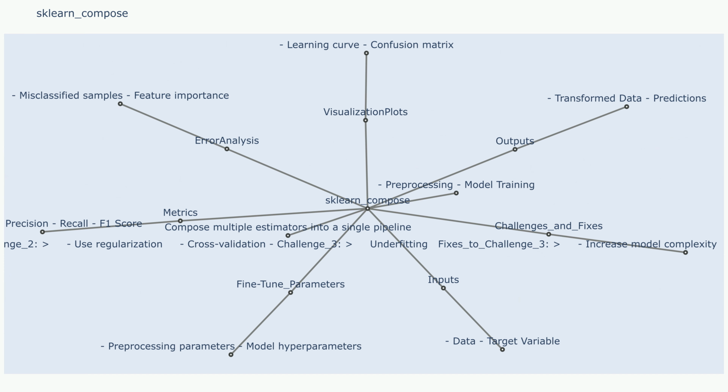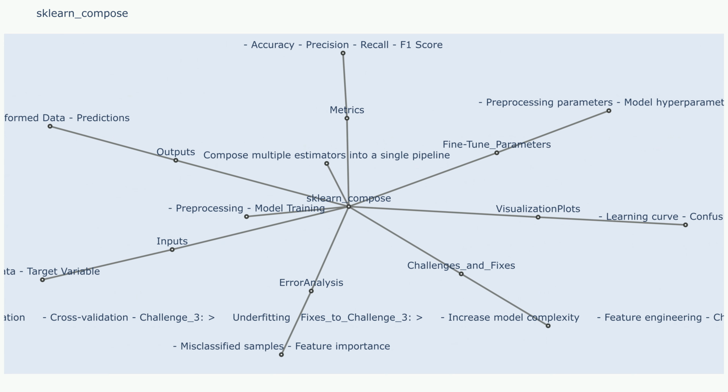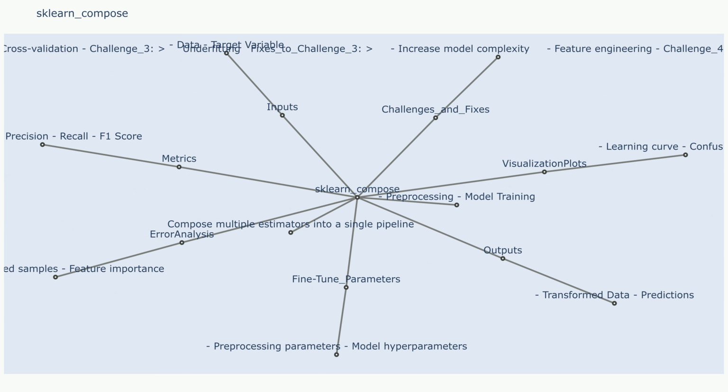Challenge 5: missing values. Handling missing data appropriately is essential for model accuracy. Sample use case that resulted in challenge 5: a dataset with missing values in some columns. Fixes to challenge 5: use SimpleImputer to fill missing values using strategies like mean, median, or most frequent value. You can also use KNNImputer to impute missing values based on similar data points.